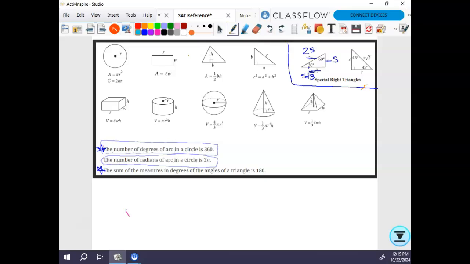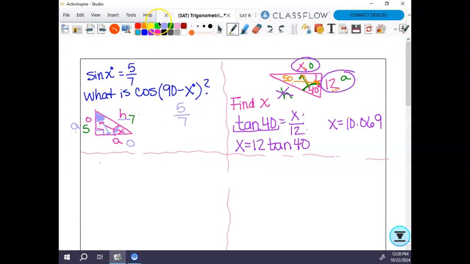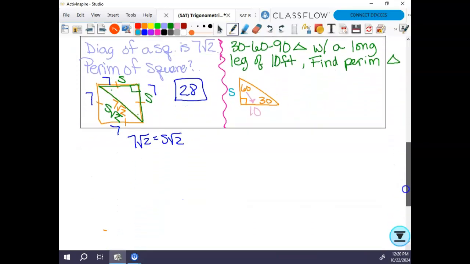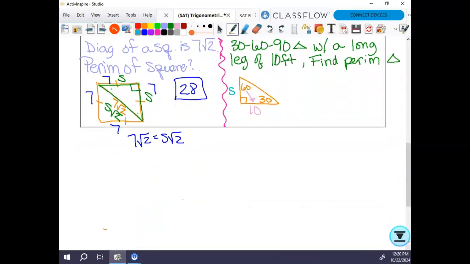There we go. Across from 30 is the S, so the hypotenuse is 2S. S times the square root of 3 is the other one. There we go. So S, hypotenuse is 2S, and this is S times the square root of 3. Something that I have to remember because I have the reference materials. I just have to know how to apply it, right?